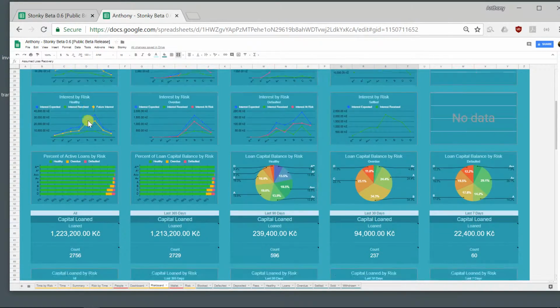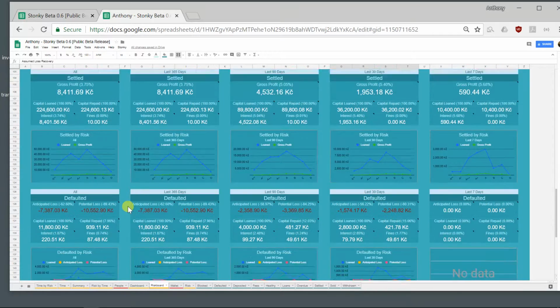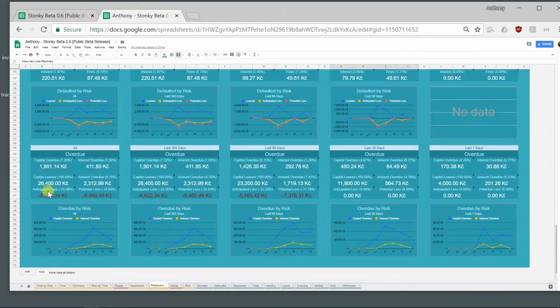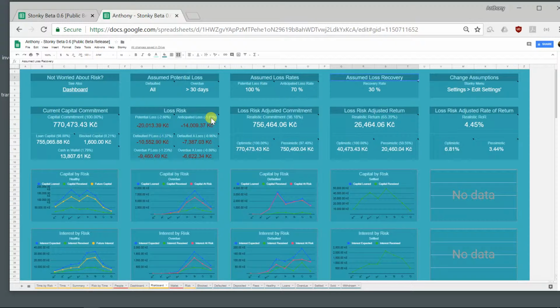And then here we simply see lots of statistics breaking all of these risky things down, showing the various statuses and what's the potential loss if nothing is paid back, and what's the expected loss if the assumed recovery rate occurs. So that's it. We're finished. That's everything about Stonky. Thank you very much.